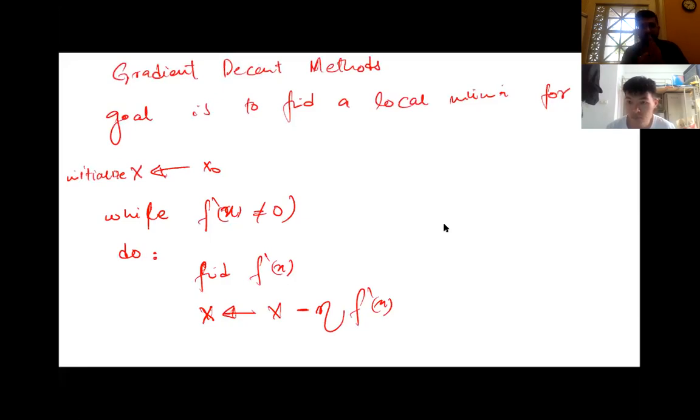So you stand at a point x and you take a step in the negative gradient direction, a direction in which the value of the function is decreasing the most, and then you keep on repeating it until you reach a point where the derivative is equal to 0. Until this condition is satisfied, you keep on doing it. When the derivative is 0, it means that you are indeed at a local minimum.